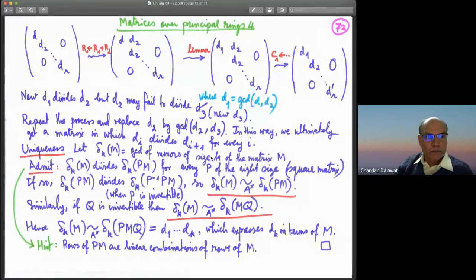Okay, so that was the existence part. We have shown that you can multiply the given matrix on the left and the right to bring it into that shape. But then there's this uniqueness part.